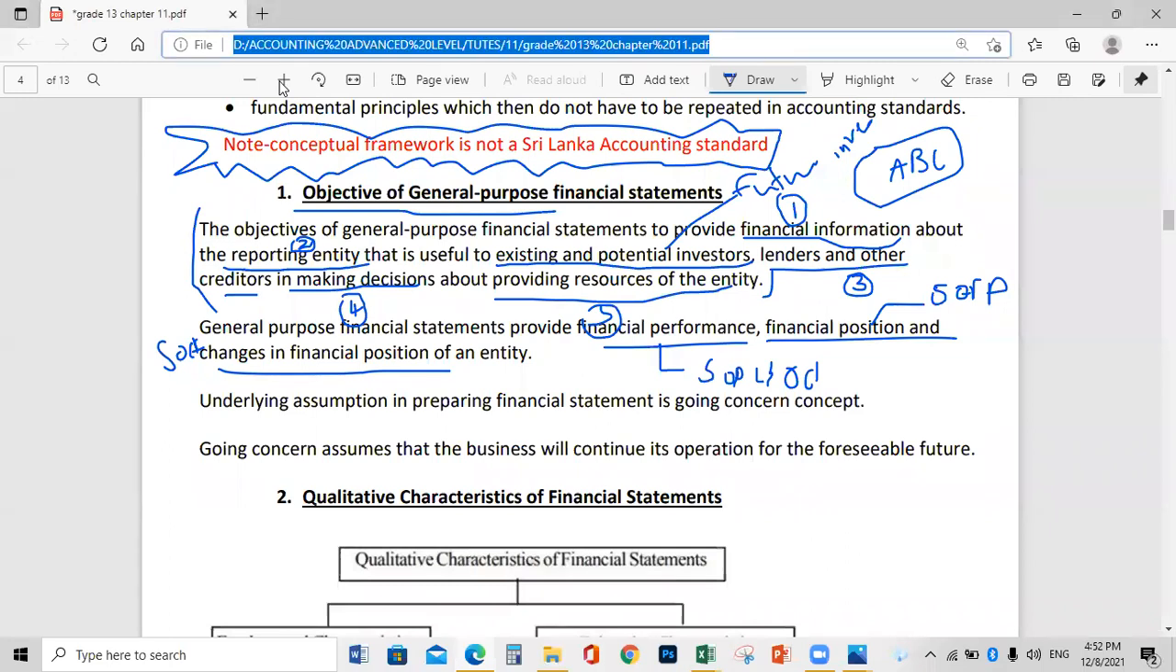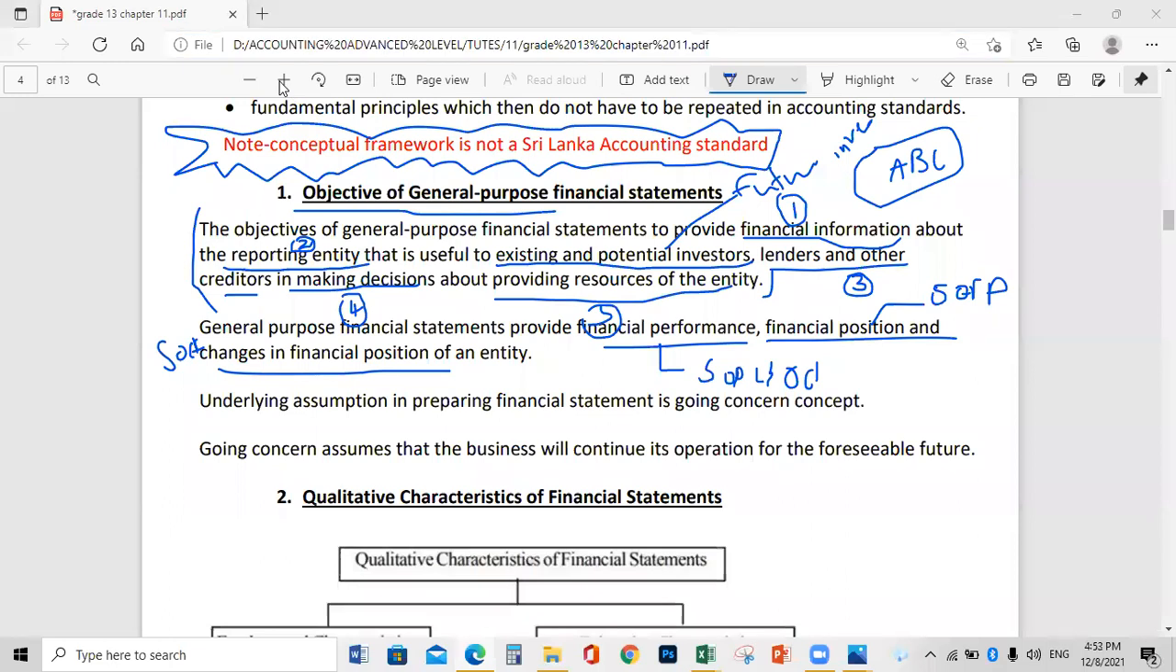Okay, clear? The statement of profit or loss and other comprehensive income is a component. Okay, so guys, these are the main three financial statements of the general purpose financial statements. Even the statement of changes in equity and notes are there, they come inside. But the main three are these.